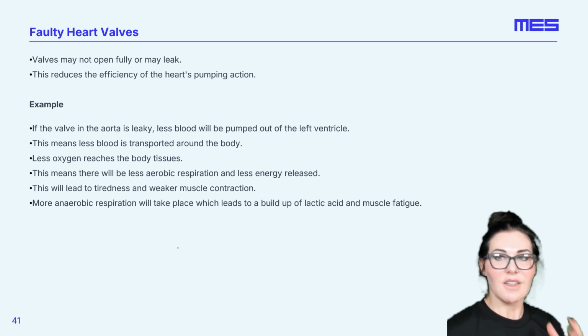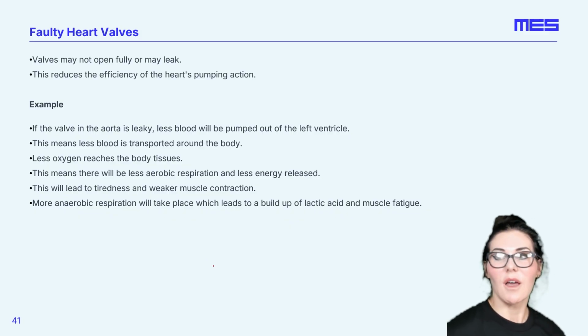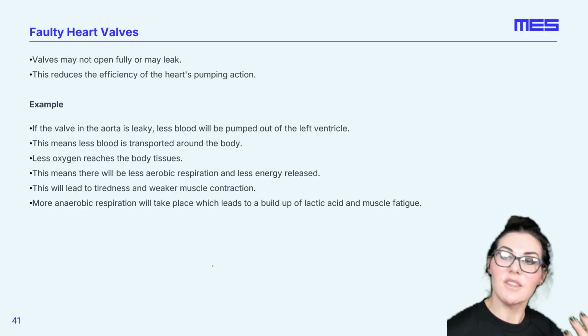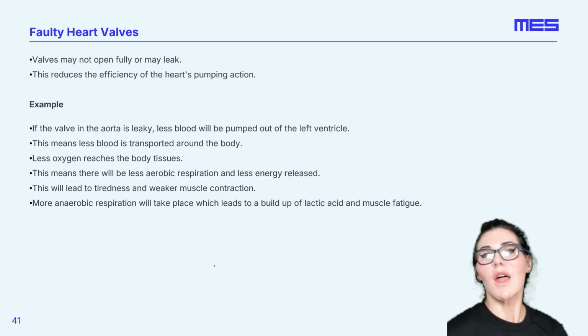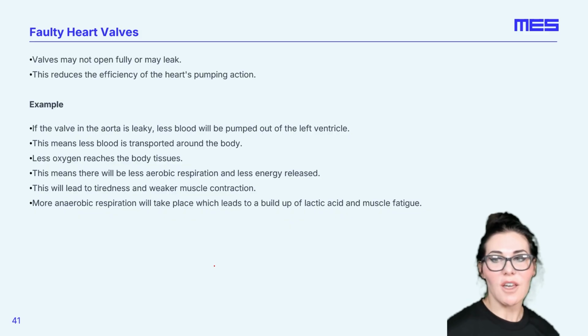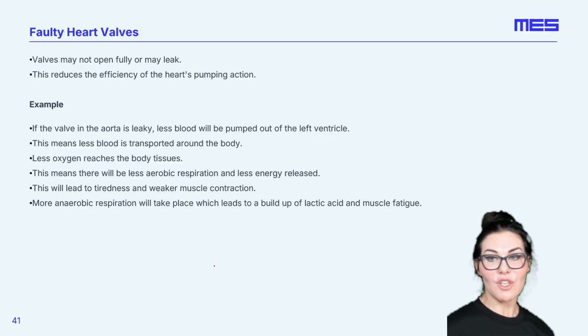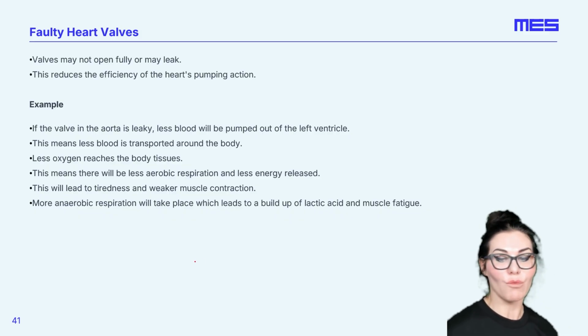So let's have a look at an example. If the valve in the aorta is leaky, less blood is going to be pumped out of that left ventricle into the aorta, which means less blood in turn is going to move into the systemic circulation. Less oxygen reaches your body tissues, less aerobic respiration and energy. A person becomes tired and the muscle contractions become weaker. We're also going to get more anaerobic respiration happening in those areas where oxygen is not reaching properly, and that can lead to lactic acid buildup and muscle fatigue.